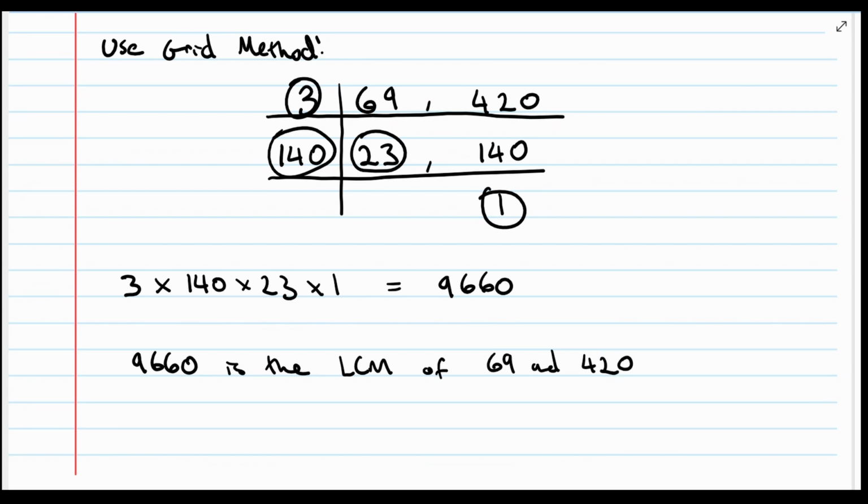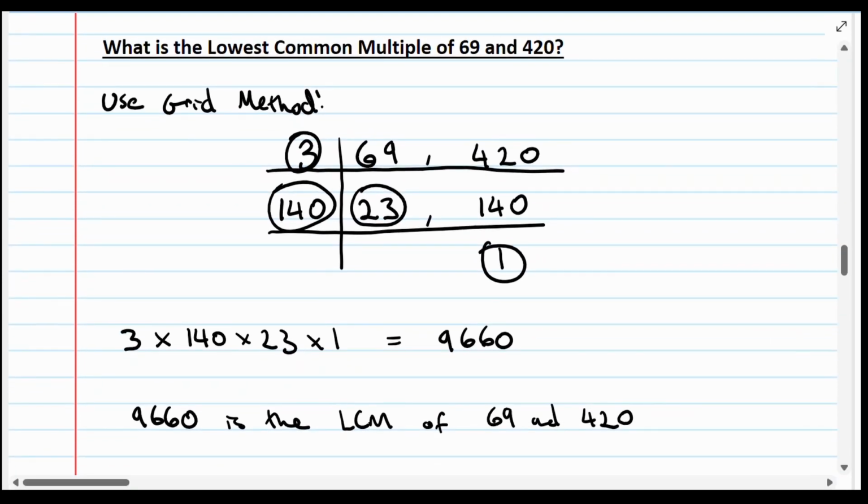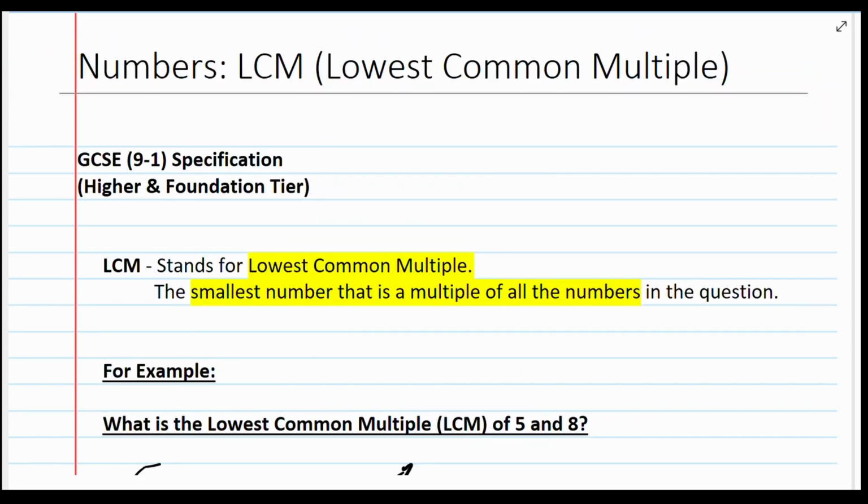Now imagine if you used the first method of listing out all the multiples of each of those numbers. If you listed out all the multiples of 69 and 420, it would take you ages to reach that number, or even to realize that 9,660 is the first common multiple between those two numbers. It'll take you ages, which is why the grid method is one of the most efficient methods of finding out the answer. So that's it for today's video on the lowest common multiple.